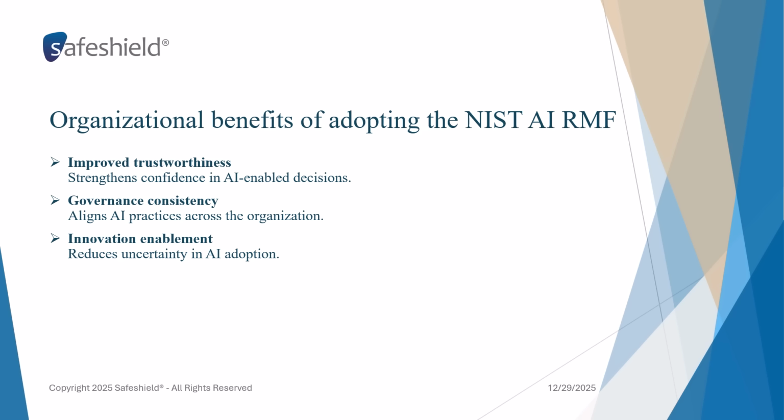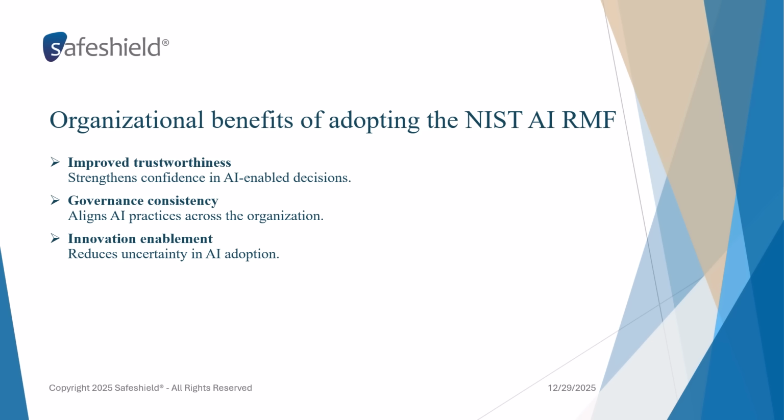Adopting the NIST AI risk management framework delivers organizational benefits that extend beyond basic risk control. The framework provides a structured approach for governing artificial intelligence in a way that supports accountability, consistency, and informed decision-making across the organization. These benefits become increasingly important as AI systems expand in number, complexity, and strategic relevance.